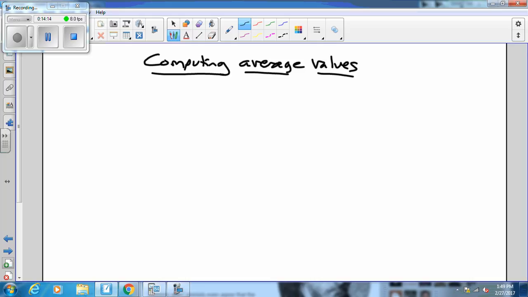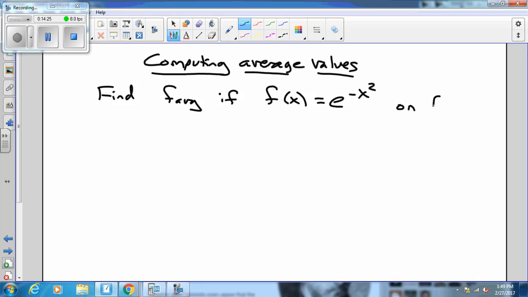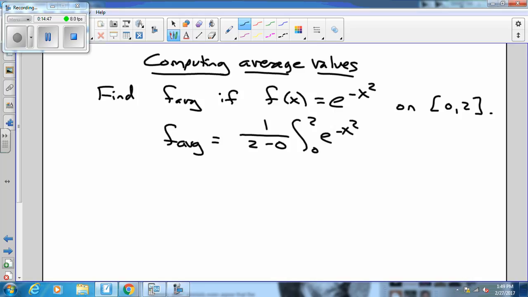Let's consider two different problems. First one is just going to be a straightforward computation. Find the average value of f equal to e to the negative x squared on the interval 0 to 2. So first is our setup or representation. And we're going to represent that as total area divided by width, just like so.